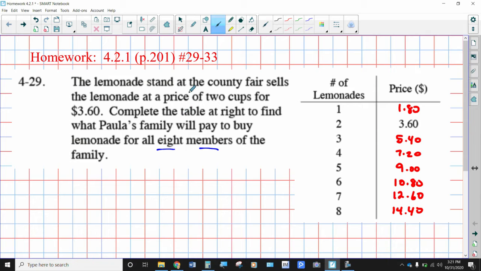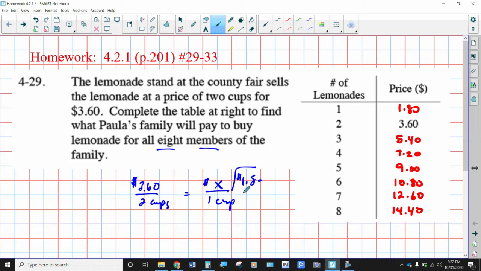And then secondly, if you buy no lemonade at the fair, will you pay any money? In this case, no. So this appears to be proportional in nature. So if we know it costs $3.60 for 2 cups of lemonade, then we should probably figure out how much it costs for 1 cup. To do that, we look for our giant 1, and we see, okay, if we take $3.60 and divide it by 2, then we will get our price. And it turns out that ends up being $1.80 per cup.